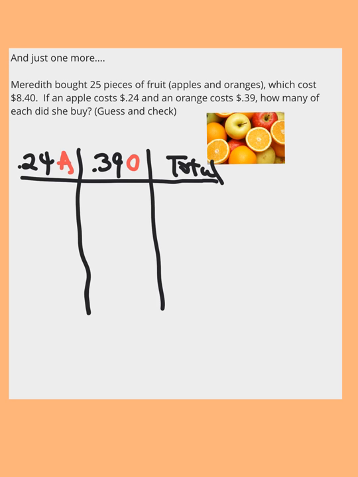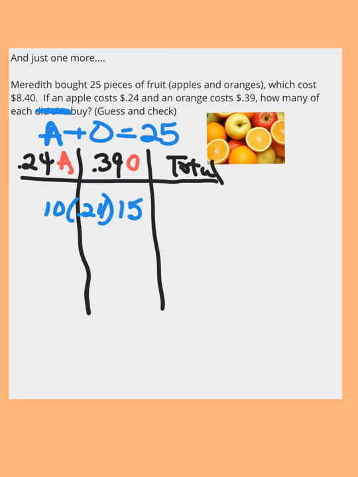So one thing that we do know is that the total number of apples plus the total number of oranges should equal 25. So in using this guess and check, I'm going to just start picking out any arrangement of apples and oranges that add up to 25, and then I want to see if that total is equal to this $8.40. So if I start off with 10 apples and 15 oranges, I'm going to need to multiply 10 times 0.24 and add to that 15 times 0.39.